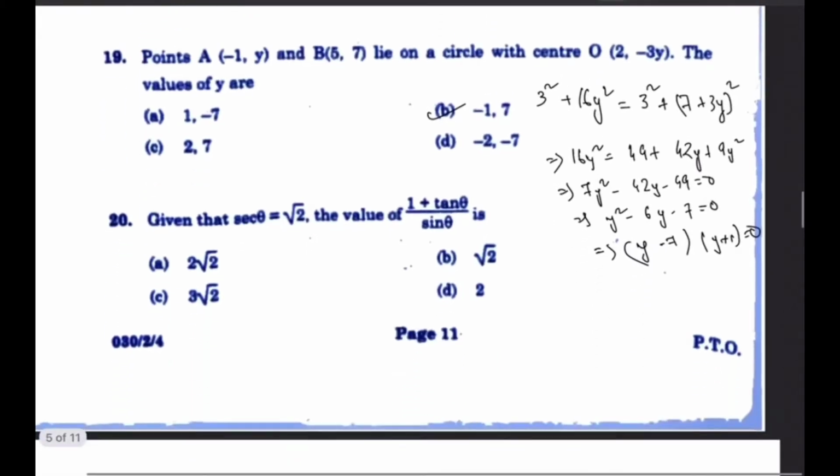Okay. Sec theta is root 2, so what is the value of tan theta and sin theta? Sec theta is root 2, so we are looking at 45 degrees. So this is 1 and this is 1 by root 2, so that is 2 times root 2. Here we are.